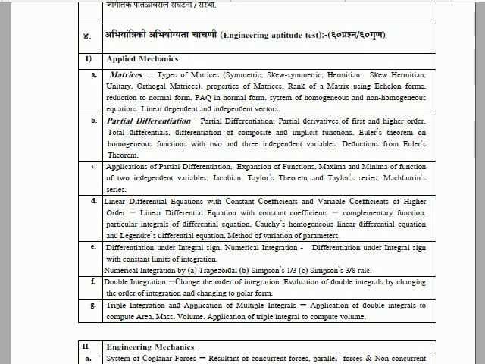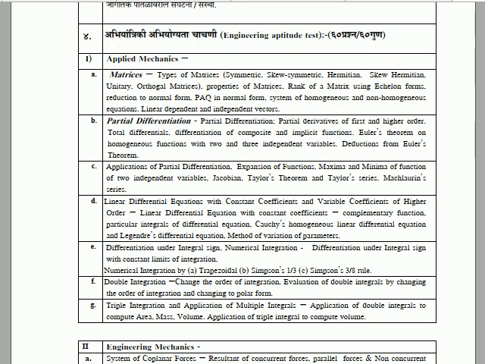This syllabus consists of the first year engineering mathematics syllabus. It is a very easy subject, and a question generally comes in the form of a one-liner or definition.